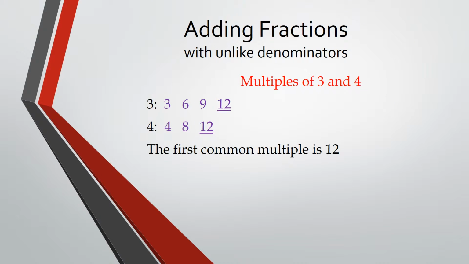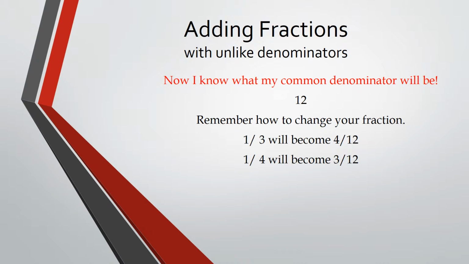So I made a list of the multiples of 3 and 4. For 3 we have 3, 6, 9, 12. For 4 we have 4, 8, 12. Ding, ding, ding, ding, 12 and 12. The first common multiple is 12. Now I know what my common denominator will be for those two fractions: 12.